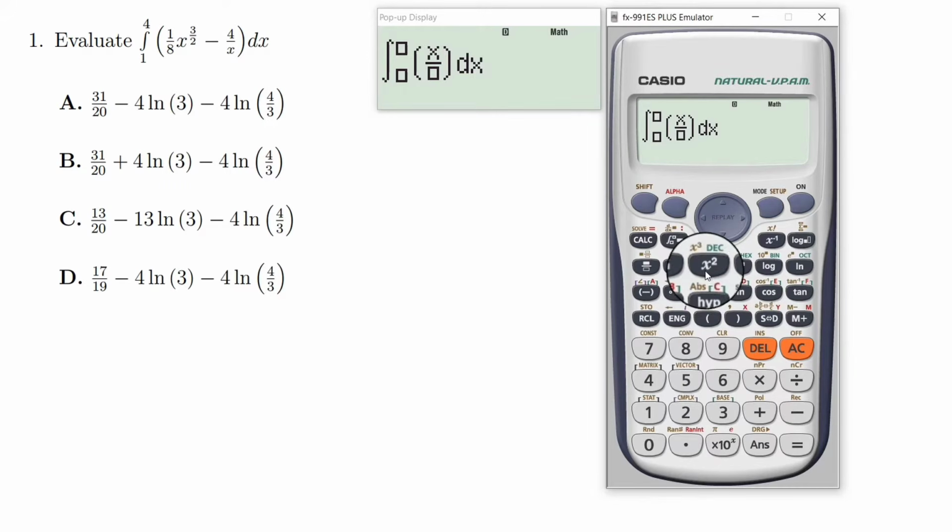Alright, once I'm done with that, I can now press the raised to power key here. So I have raised to power 3 over 2. So we have 3. For me to have a fraction, I need to press the fraction key here.